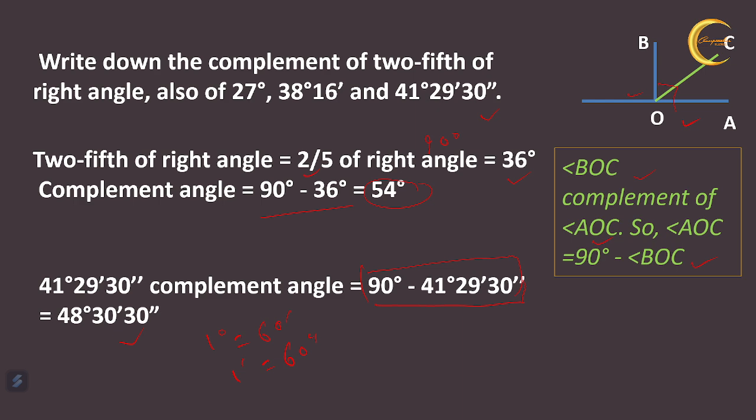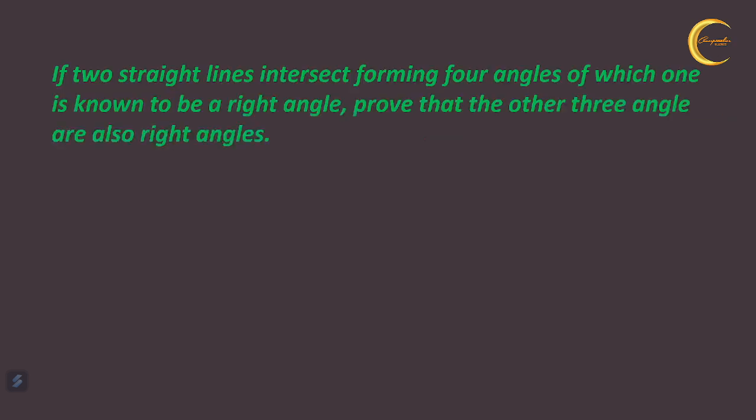Now come to our next problem. This next problem is just a short elaboration. Now let's start. If two straight lines intersect and form four angles, and one is known to be a right angle, then prove that the other three angles are also right angles.